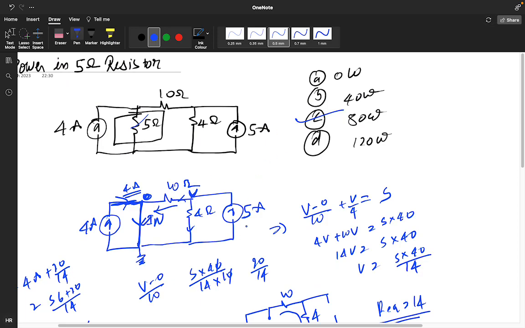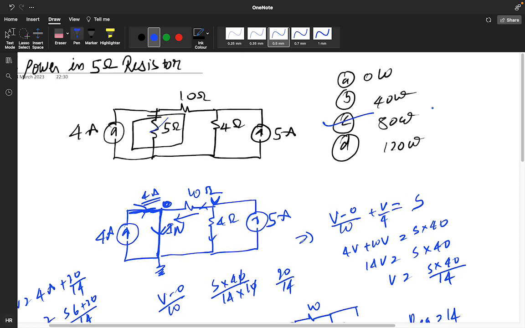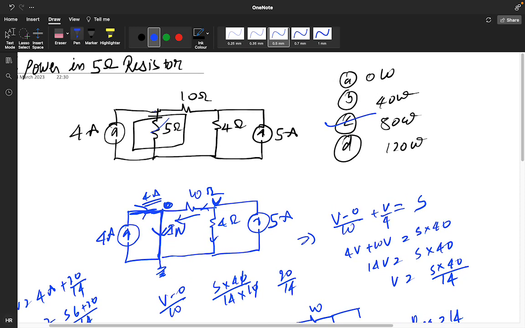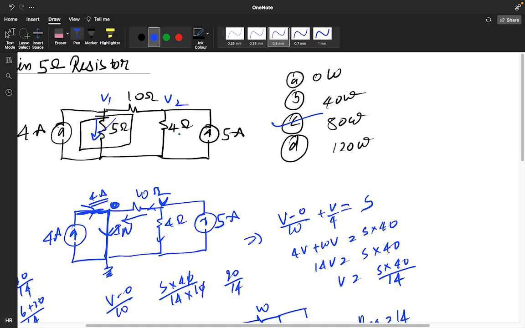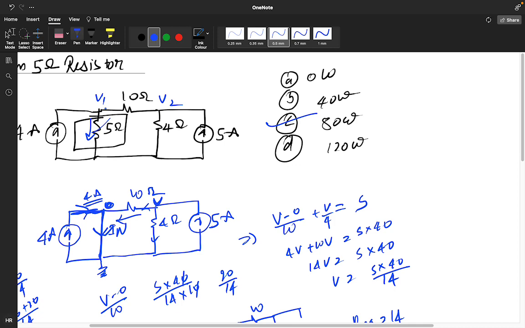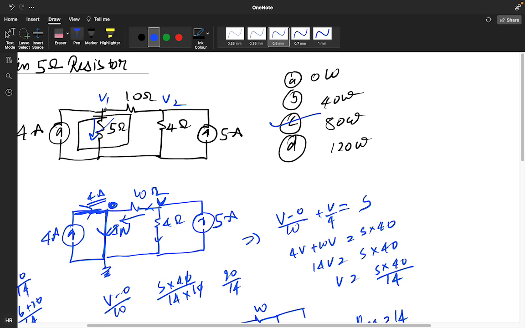So we do it like this. You can do it with the help of a simple calculation. Take V1, V2 and get the current in this branch. If you do it with this concept also, you will get the same result. See, I am applying the nodal analysis here. 4 ampere is equal to V1 by 5 plus V1 minus V2 by 10.